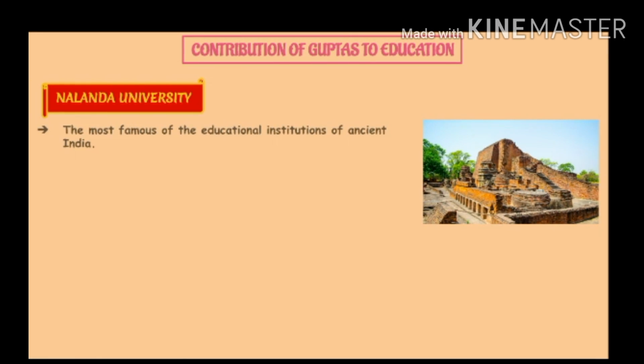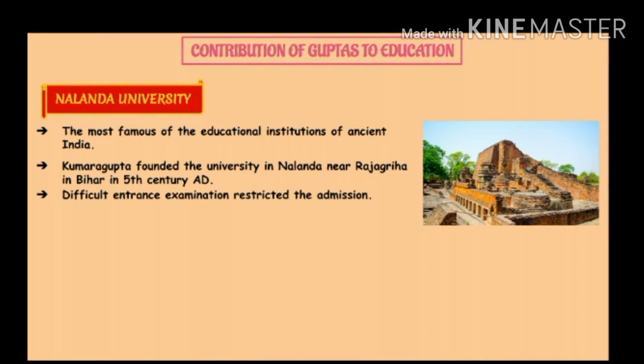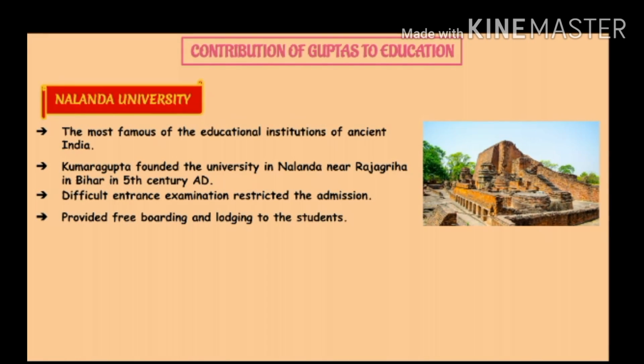Contribution of the Guptas to education. Nalanda University. Nalanda University was the most famous of the educational institutions of ancient India. Kumaragupta founded the university in Nalanda near Rajgir in Bihar in the 5th century AD. Admission to the university was restricted by a difficult entrance examination. The students were provided with free boarding and lodging. Sanskrit was used as the medium of instruction.